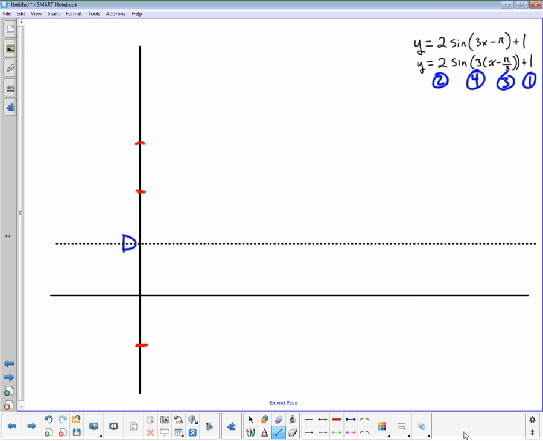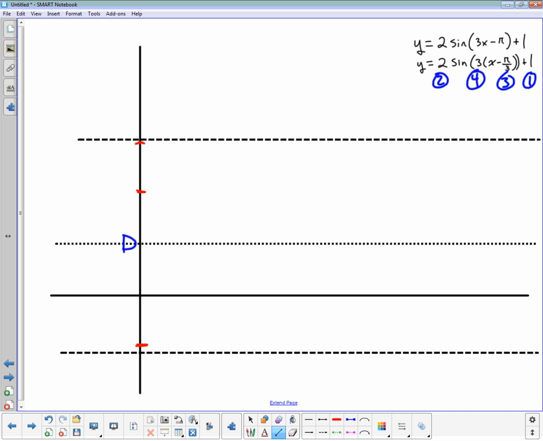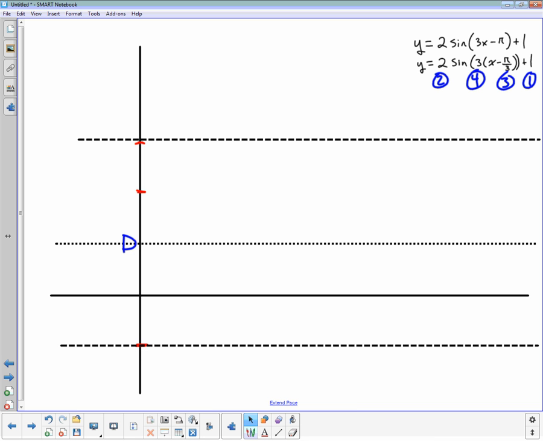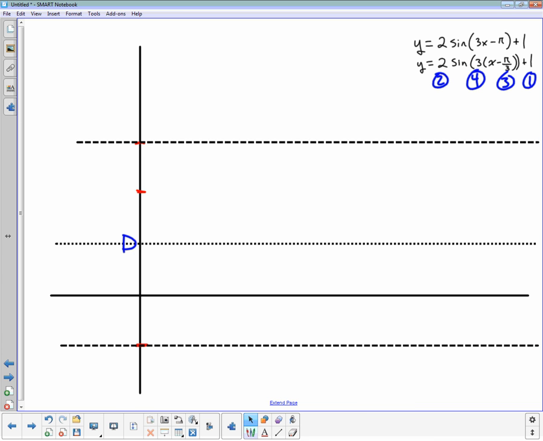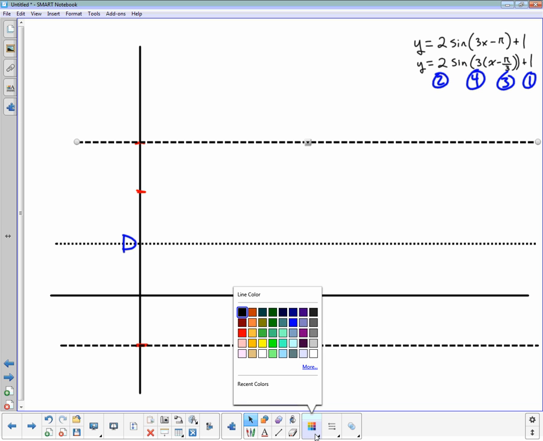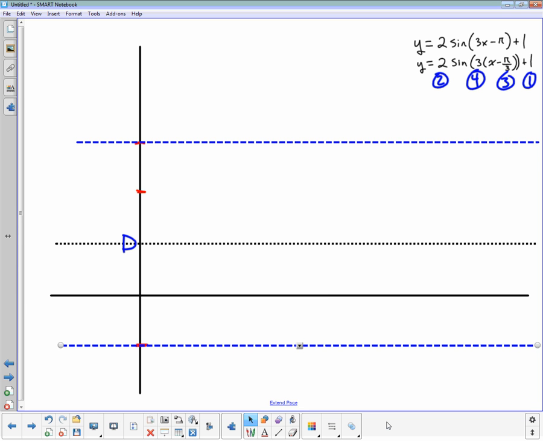So the corridor that my wave will move through will be from there to there. Between these lines, between the blue lines, my wave will oscillate. Okay? So that's the amplitude.